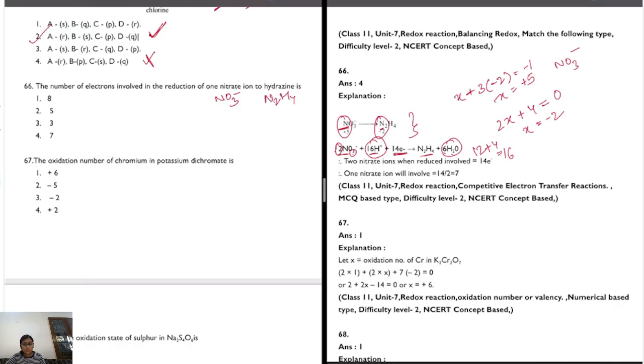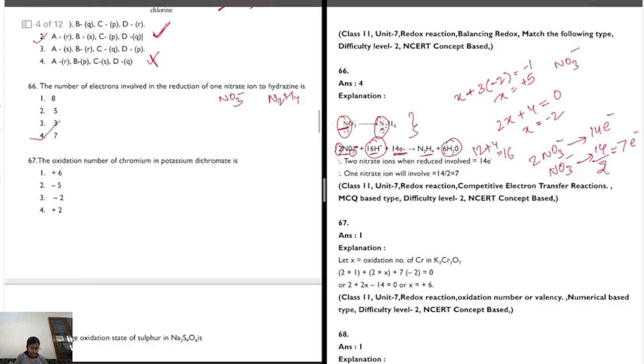See, with 16H+, positive ions are already there, 16, and 2 into negative charge. That is 14 positive charges there. Therefore, to neutralize it, we'll be adding 14 electrons. Therefore, if two nitrate ions require 14 electrons, then one nitrate ion will require obviously 14 by 2, that is 7 electrons. Alright. So, the correct answer would be 7.